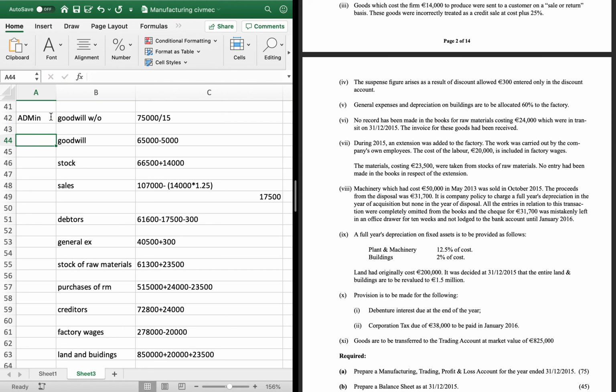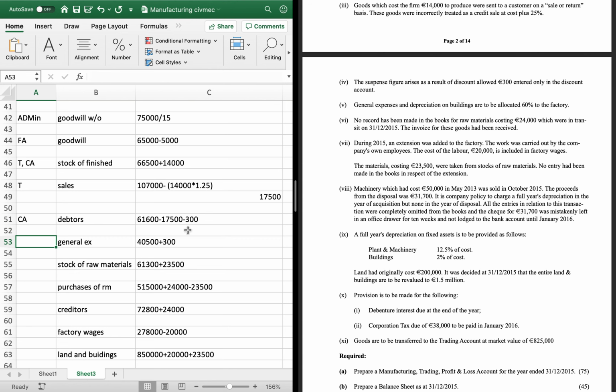Goodwill itself is a fixed asset. Your stock, I presume that was stock of finished goods, I should have written there. So stock of finished goods, remember they're going in twice. Because it's finished goods, it's in the trading account and it's a current asset. Sales is in the trading account. Debtors is a current asset. So they're all things that you're used to.